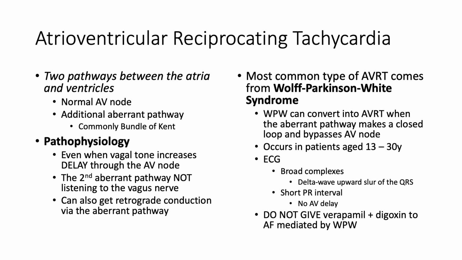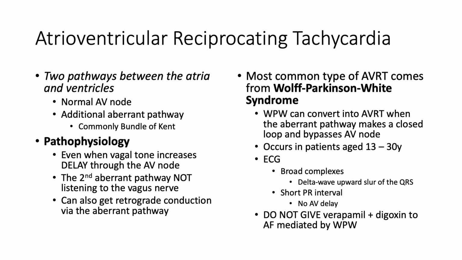Similar to the AVNRT, where it had a closed loop within the AV node, this is a closed loop outside of the AV node. So it usually happens in young patients, and we have broad complex ECGs, and I'll explain that in a moment. And you have a short PR interval because we're not going through the AV node, so there's no delay.